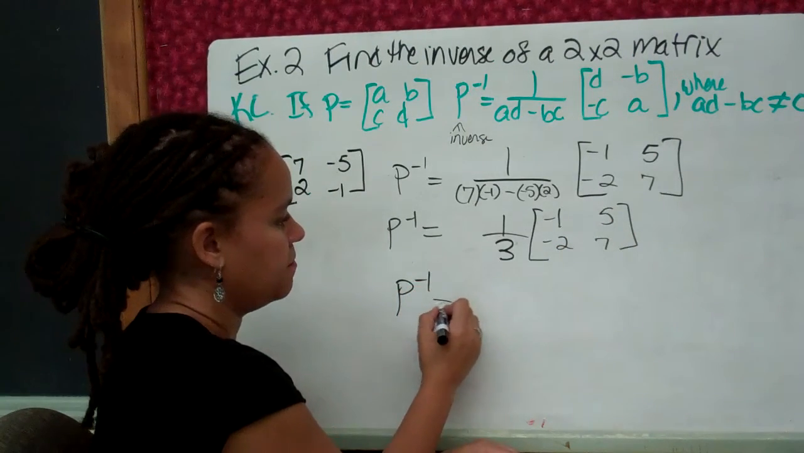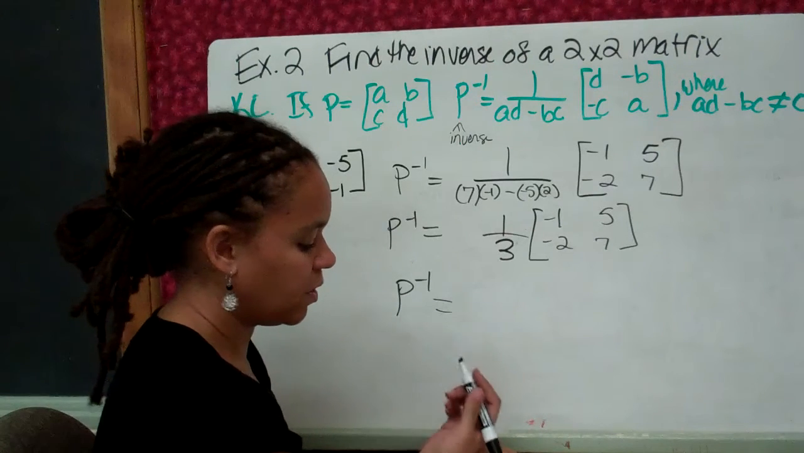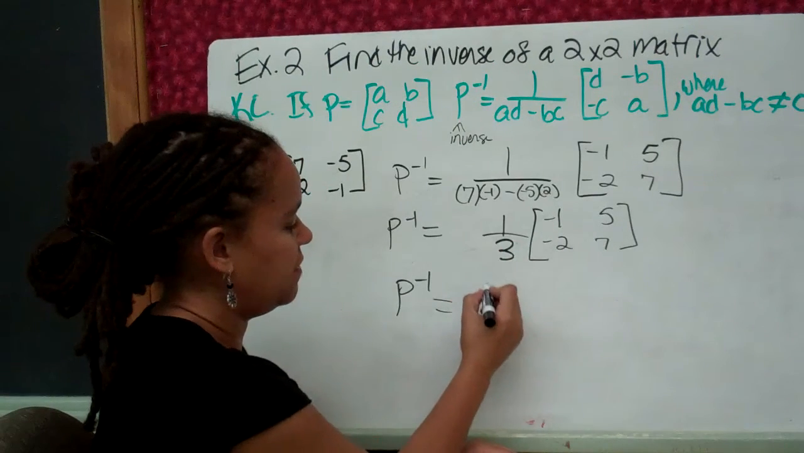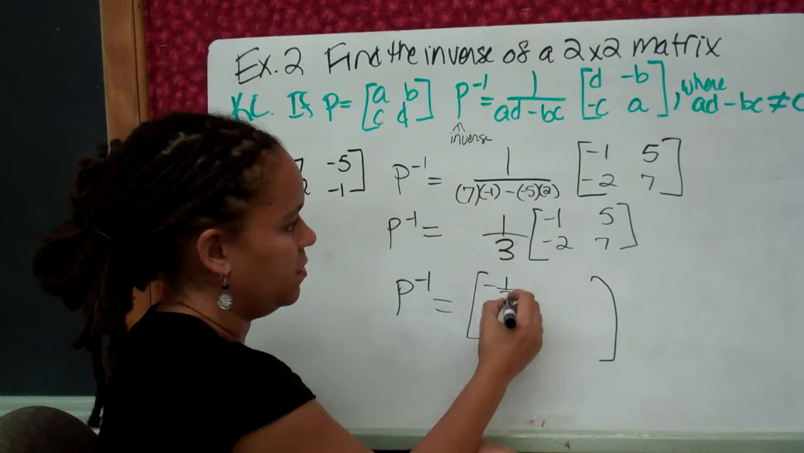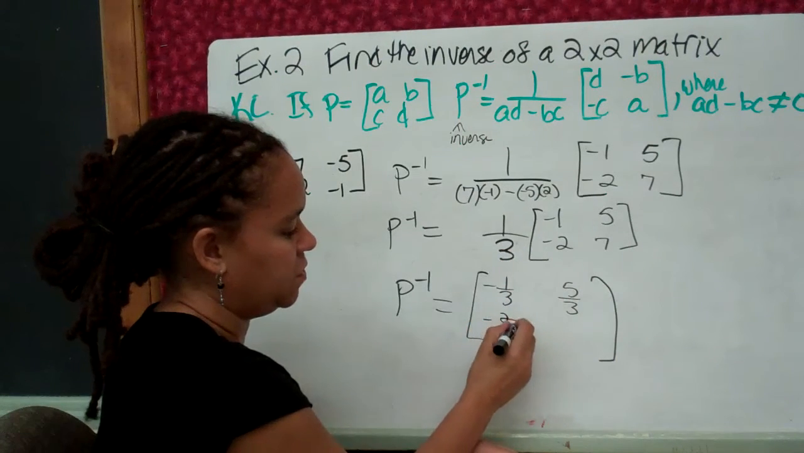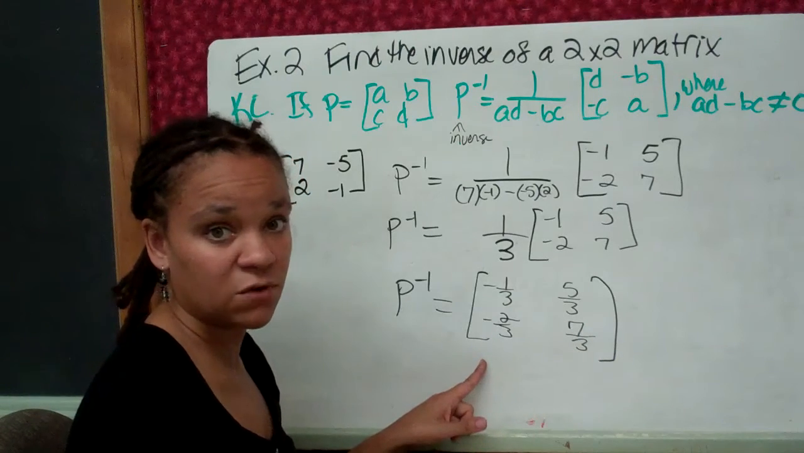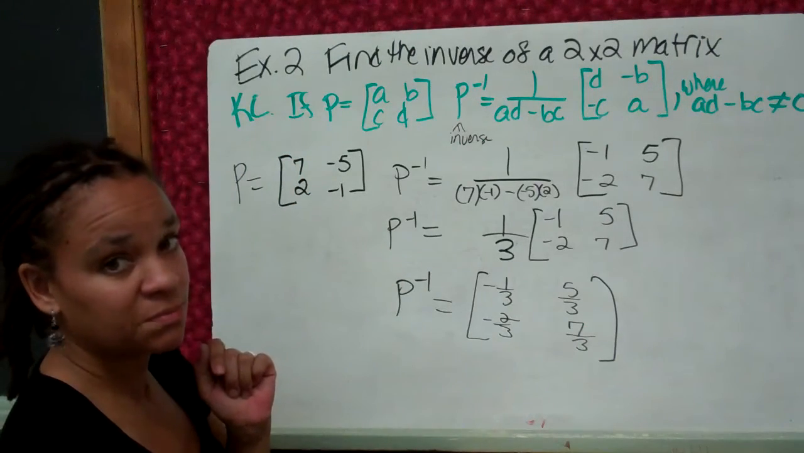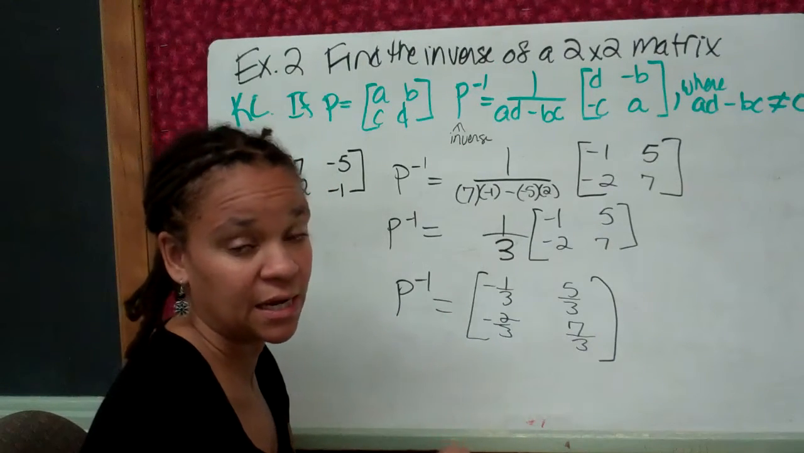Finally, we distribute that. This is just like a scalar, so we multiply. 1/3 times -1, so we end up with -1/3. Then we end up with 5/3. Then we end up with -2/3. Then we end up with 7/3. So this is the inverse matrix of our original matrix P. You should know if you multiply them, you should end up with the identity. Maybe you should try that.